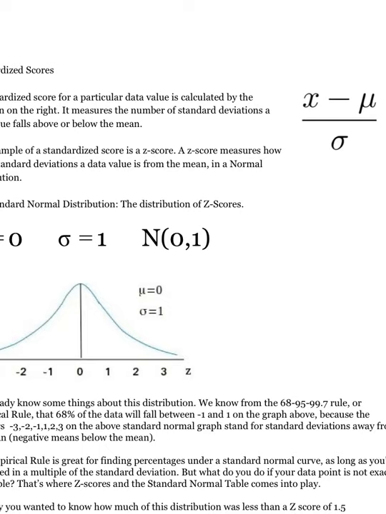A z-score measures how many standard deviations a data value is from the mean in a normal distribution. The standard normal distribution is the distribution of z-scores, where the mean is 0 and the standard deviation is 1.